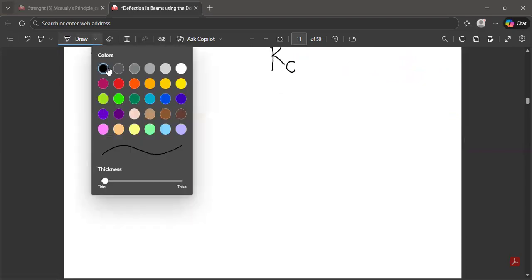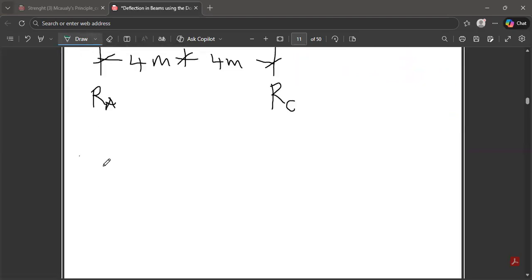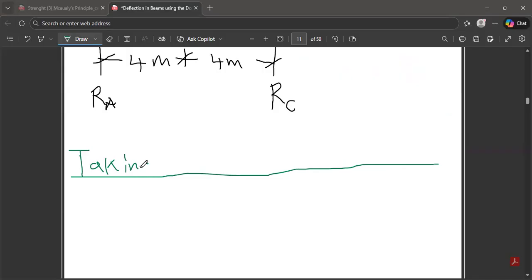Okay. So first of all, we are going to be taking moments at A. Taking moments at A. And in this case, this time we are going to be taking clockwise to be positive.